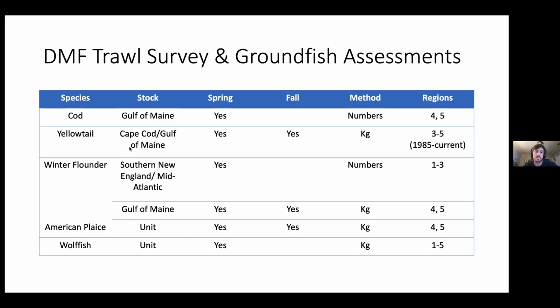But anyways, you can see the species, and you can see the stocks that the trawl survey is used for. For example, winter flounder is used for Southern New England and the Gulf of Maine. Then you can see whether it's using both the spring and fall time series or just one. And the method shows whether the assessment model is using the number of fish caught or the weight of fish caught. For most of the time series here, we're looking at kilograms, or weight. And again, as I was talking about in the last slide, a lot of the stock assessments from the Science Center for groundfish are only using certain regions of data, so that's something to focus on.